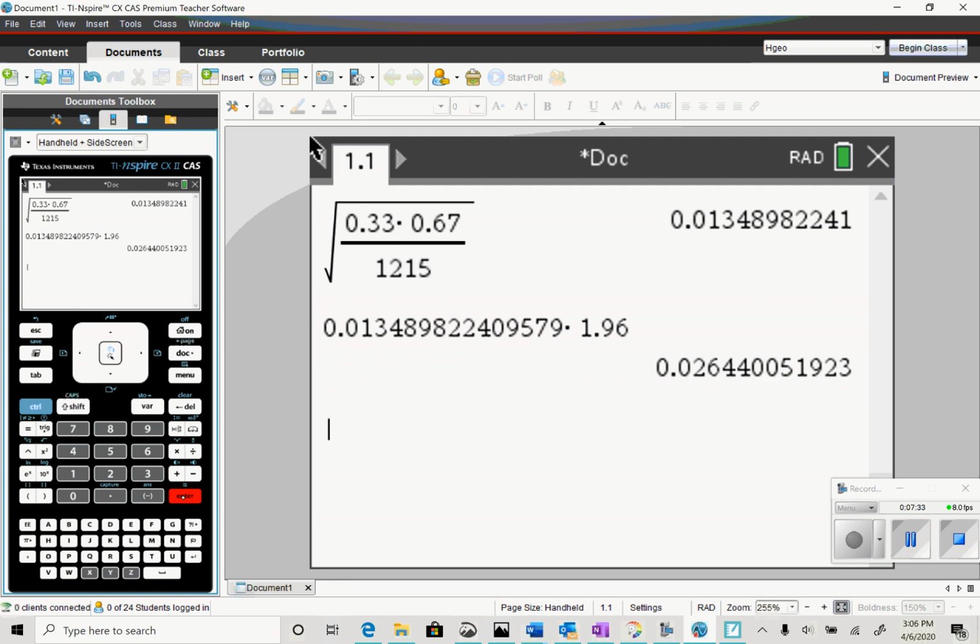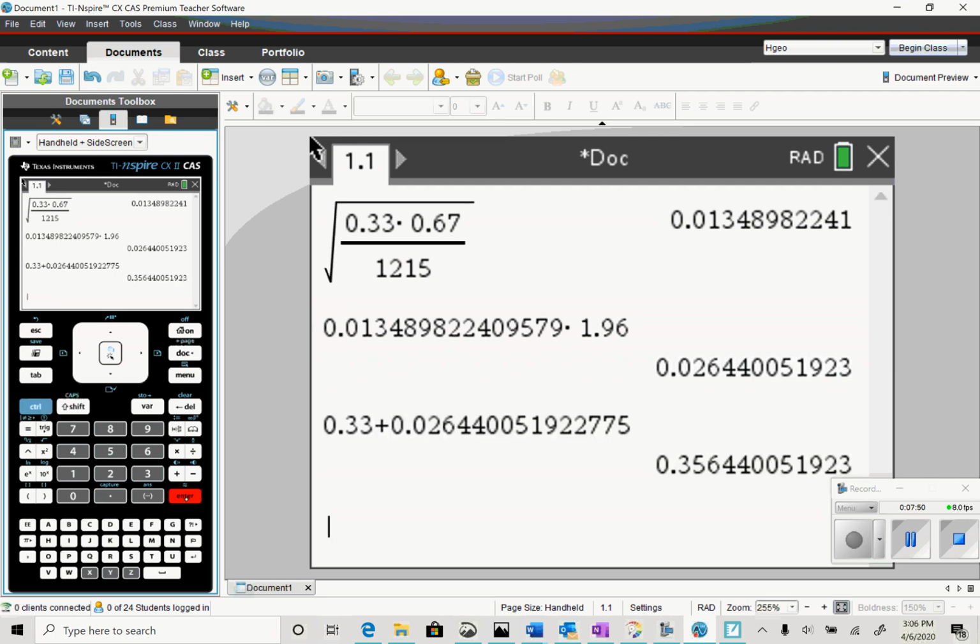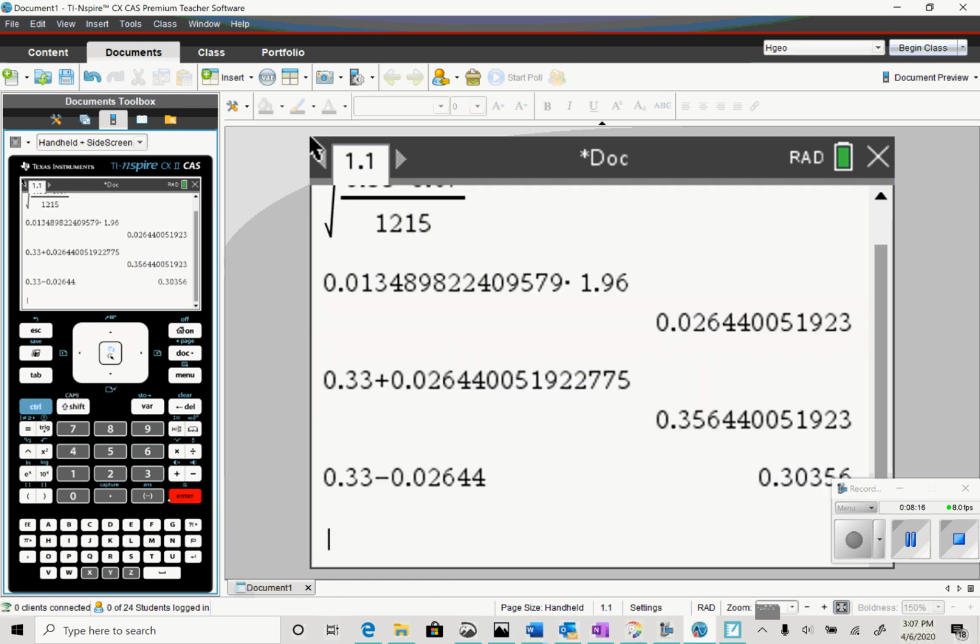And then this minuscule thing is what we're going to add to and subtract from our p hat, the given 33% value. So if we take 0.33 and add that previous answer, that'll give us an upper bound of, let's go 4 decimal places here, 0.3564. And let's take the 0.33. Unfortunately, I'm going to have to retype this, 0.02644. And we can say our lower bound there is 0.3036.